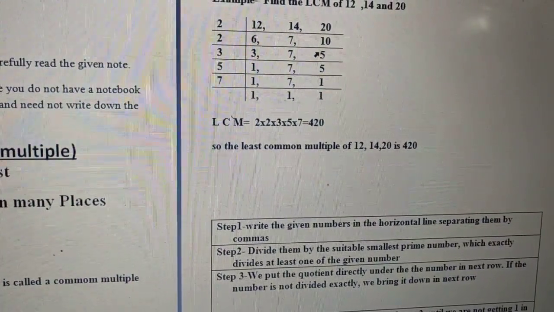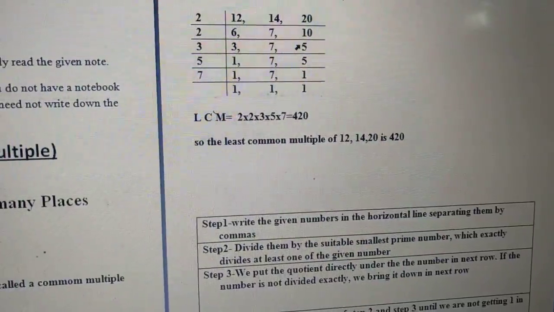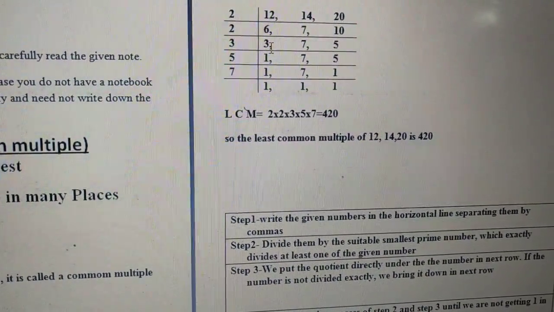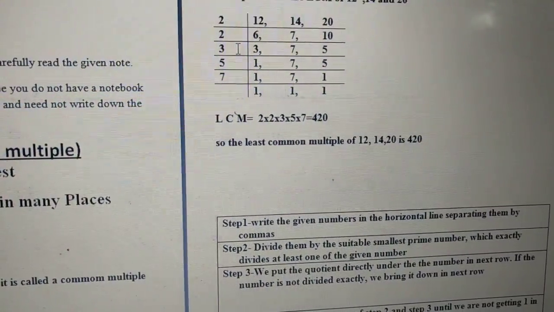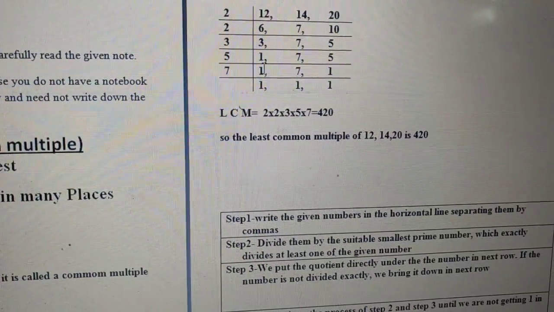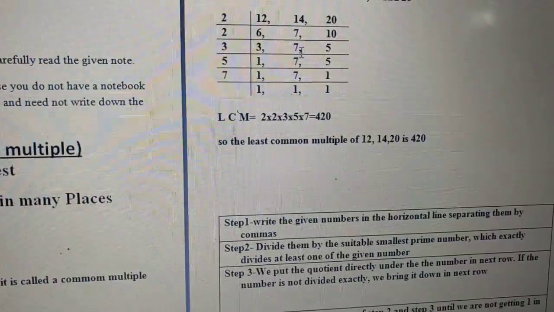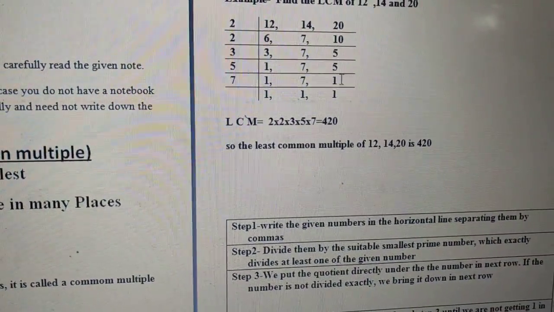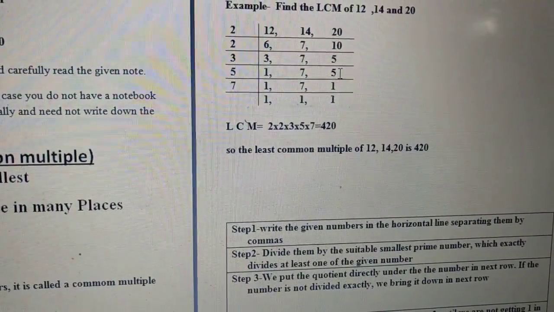So we'll go to the next prime number. After 2, what comes? 3. 3 is the next prime number. So 3, 7 and 5: we can divide 3 by 3. So I'm writing 3 in front of the third row. 3 ones are 3, so 1 I have written in the next line. 7 divided by 3 is not possible, so 7 will come as it is in the next line. And 5 is also as it is in the next line because 5 is also not divisible by 3.